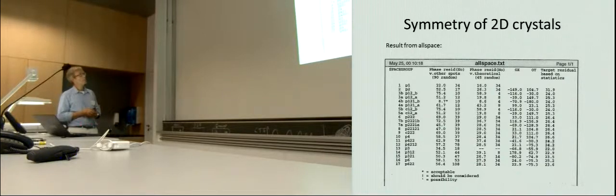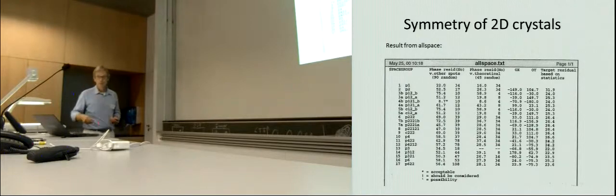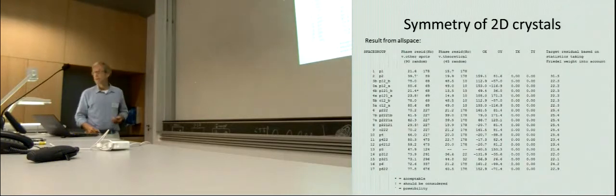And then it turns out that for this crystal, it's a very clear answer. So P12 with a 2,1 screw axis along the B axis has a very low phase residual here, both for the comparisons to other spots and for the theoretical comparison. So in this case, it's quite clear, and that is indicated by 3 different indicators: acceptable, should be considered a possibility. This is a very clear case.